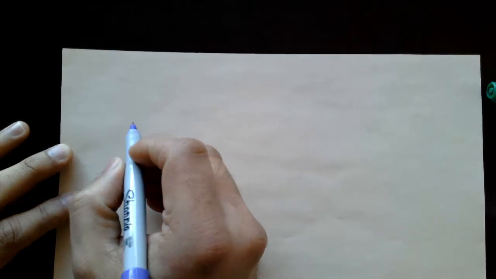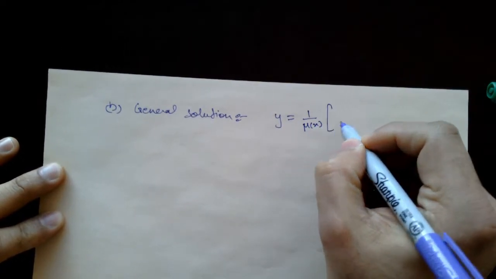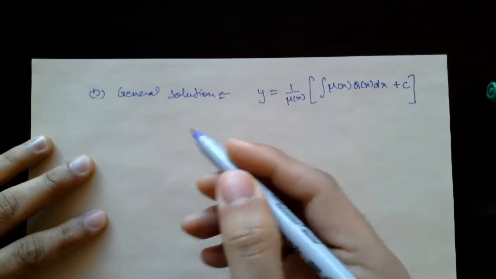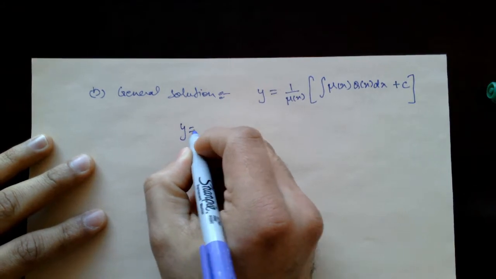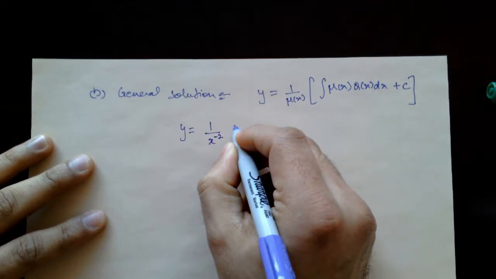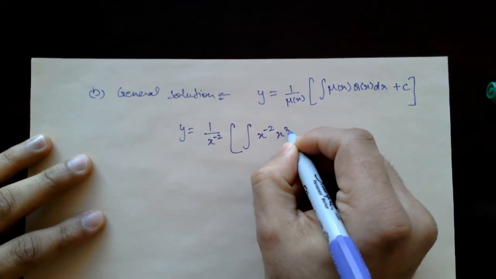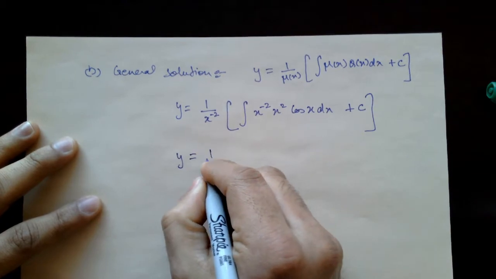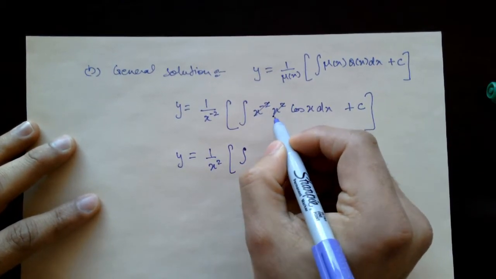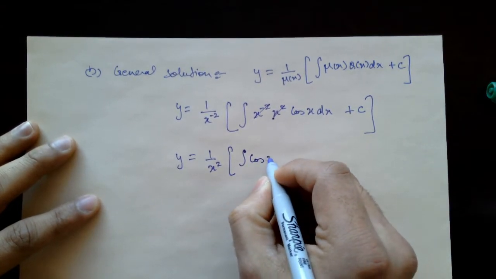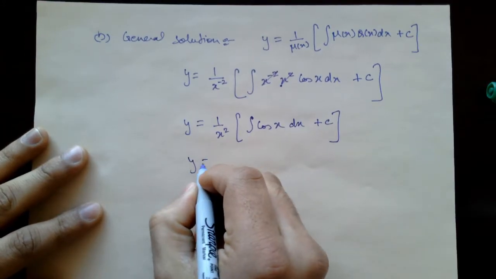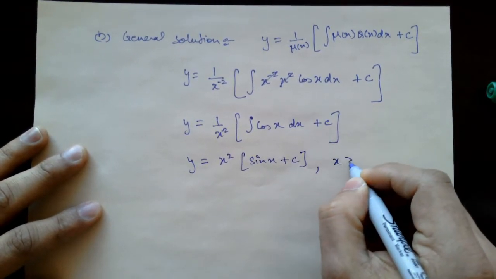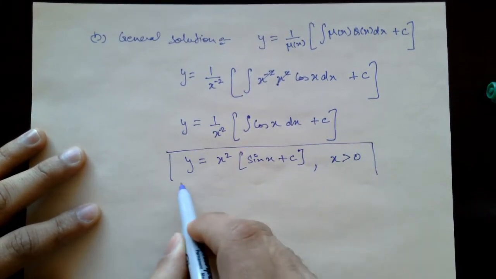Now let's look at the general solution, which should be of the form y = (1/mu(x)) [integral of mu(x) q(x) dx + c]. Inputting those values in this general form, we get y = 1/x^(-2) [integral of x^(-2) x² cos x dx + c]. Solving it further, this will cancel out, and we are just left with the integral of cos x dx + c. So in the end we get y = x²(sin x + c), for x always positive. So this is our solution to the differential equation.